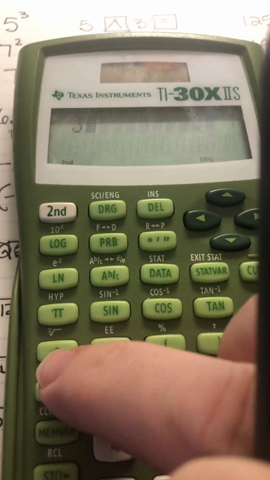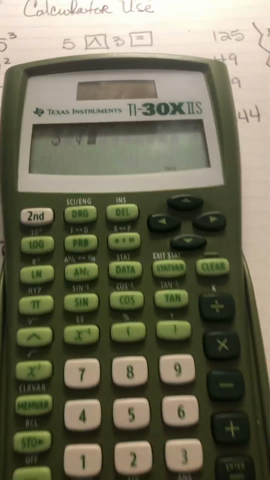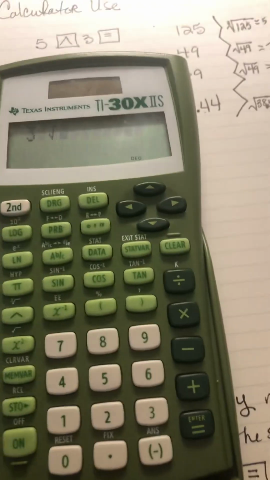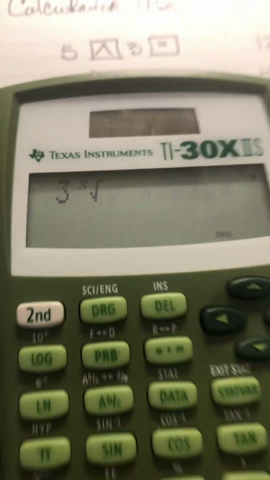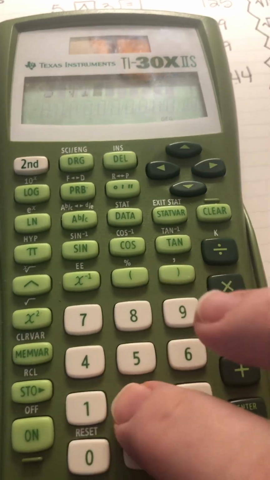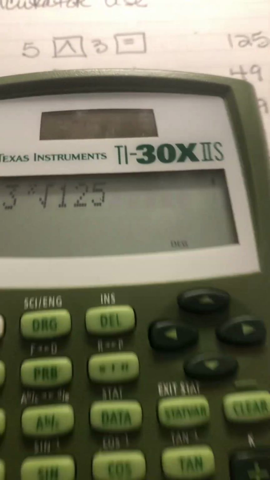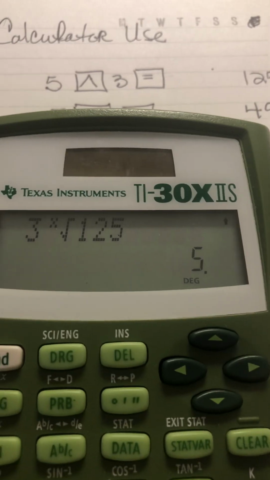3 for the cube root, and then I'm going to hit that arrow button to get in place of that x. And then hit the 125. And then the equals.